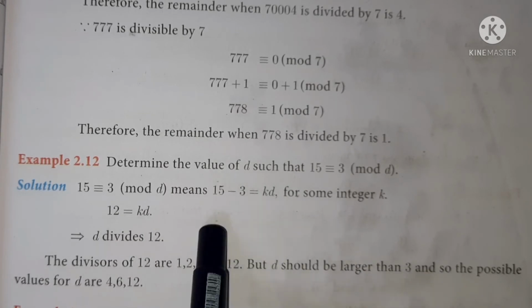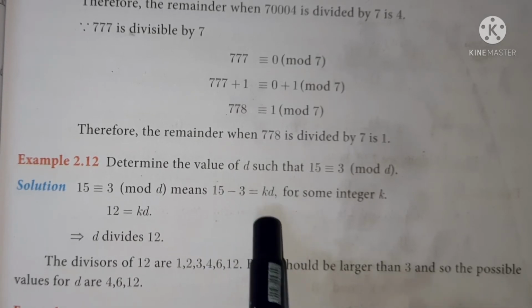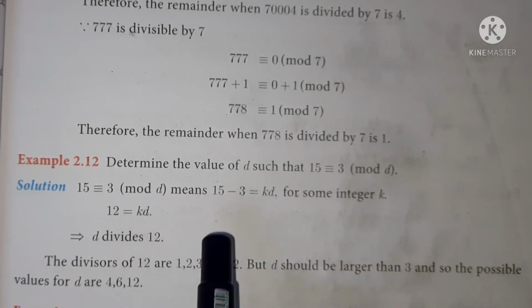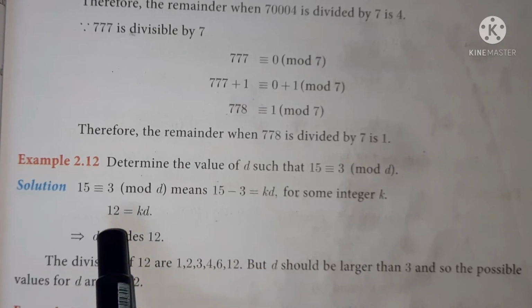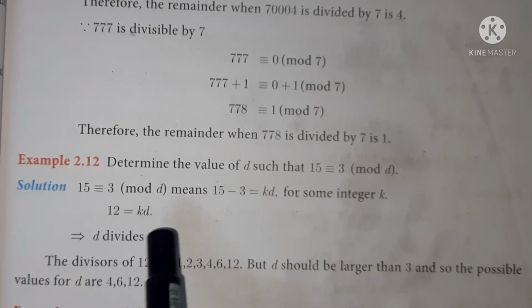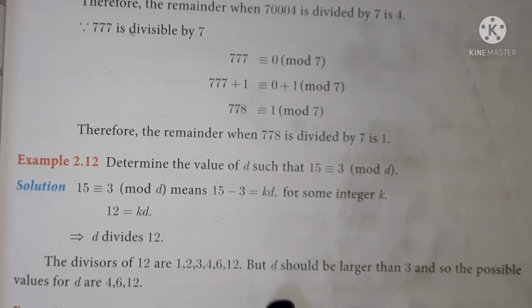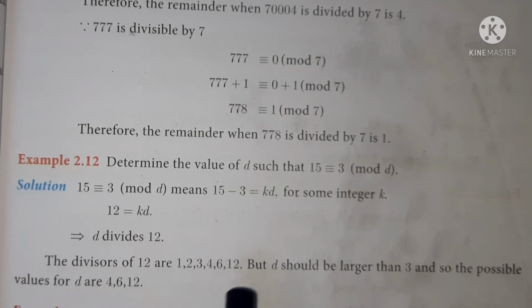That means 15 minus 3 is equal to kd for some integer k. 15 minus 3 is 12, so 12 is equal to kd. So d divides 12. The divisors of 12 are 1, 2, 3, 4, 6, 12. But d should be larger than 3, and so the possible values of d are 4, 6 and 12.